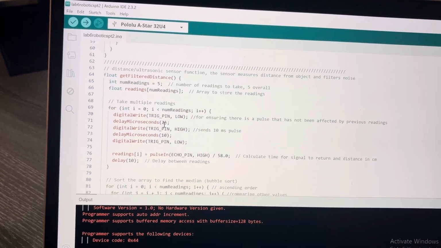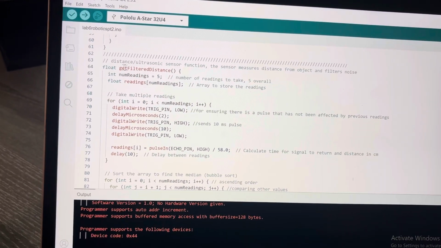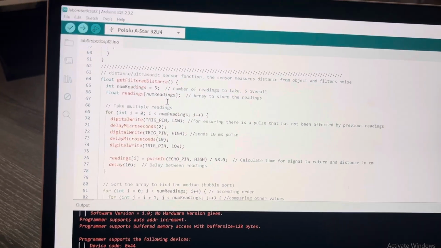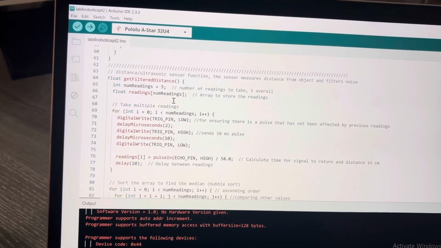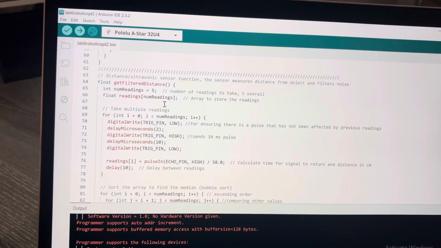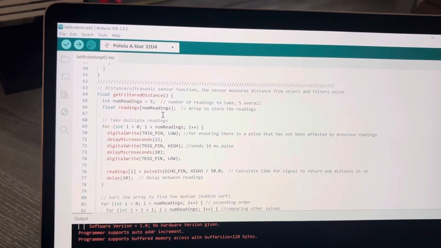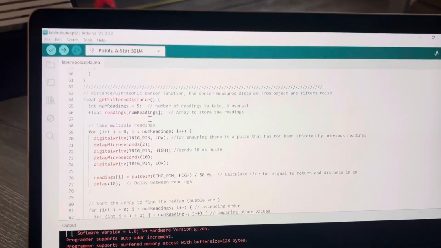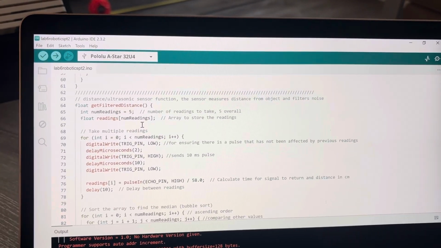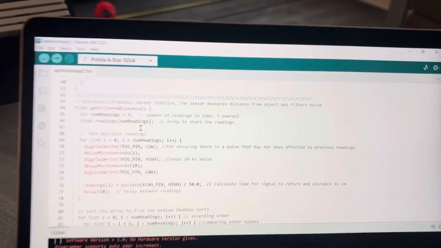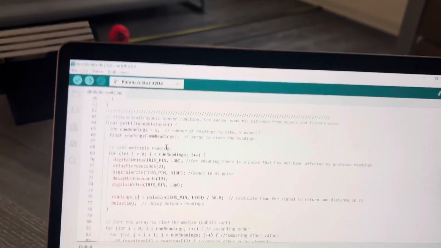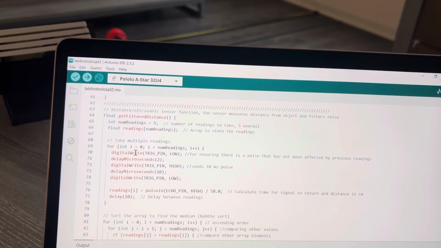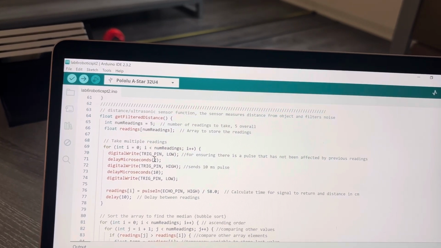So this is my ultrasonic sensor function for get filter distance. So the number here is 5, because the robot will stop 5 times. So it goes to 80, then half of the distance remaining, which would be 40, and then 20, and then 10, and then 5. So it will be 5 readings. So I have a for loop for this.